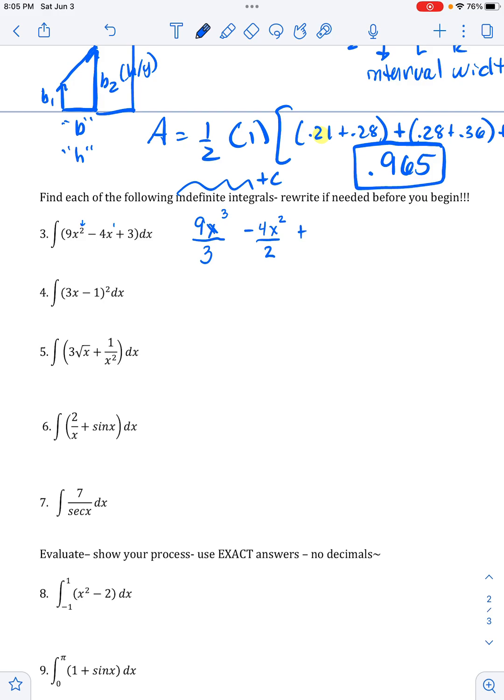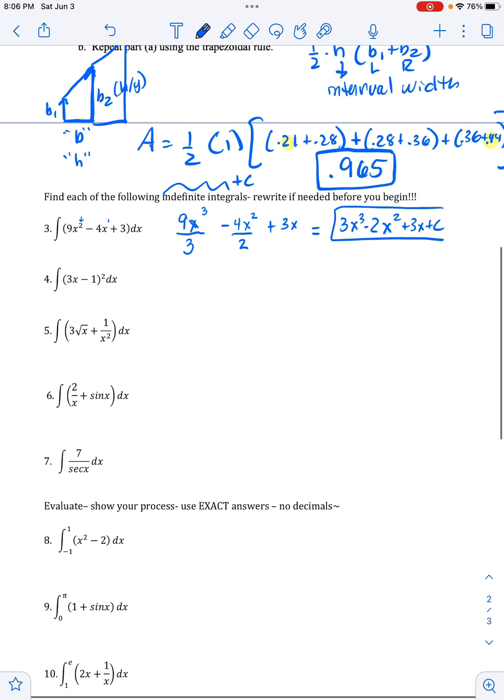And then the 3 doesn't have an x, so it would have had an x. And then it's just a matter of reducing. So the first one becomes 3x cubed minus 2x squared plus 3x plus c. Because there might have been a constant, we just didn't know it.